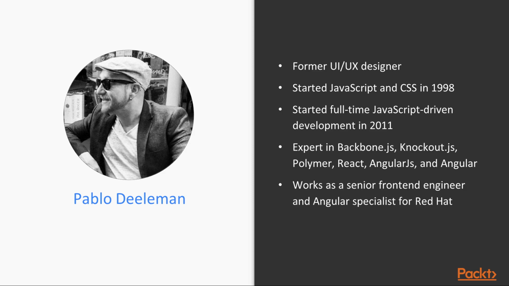With sound expertise in libraries and frameworks, such as Backbone.js, Knockout.js, Polymer, React, AngularJS and Angular, Pablo Dielman built his career in a wide range of companies, encompassing internationally acclaimed tube sites, fintech startups and award-winning gaming and gambling sites. He currently works as a senior front-end engineer and Angular specialist for Red Hat, the multinational company providing open-source software products to the enterprise community.